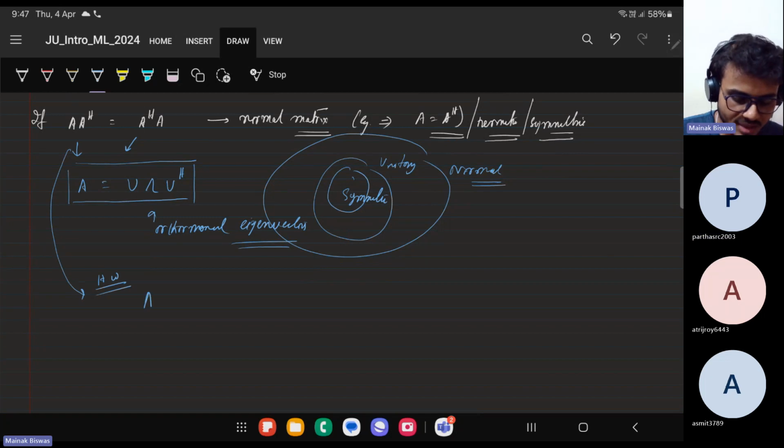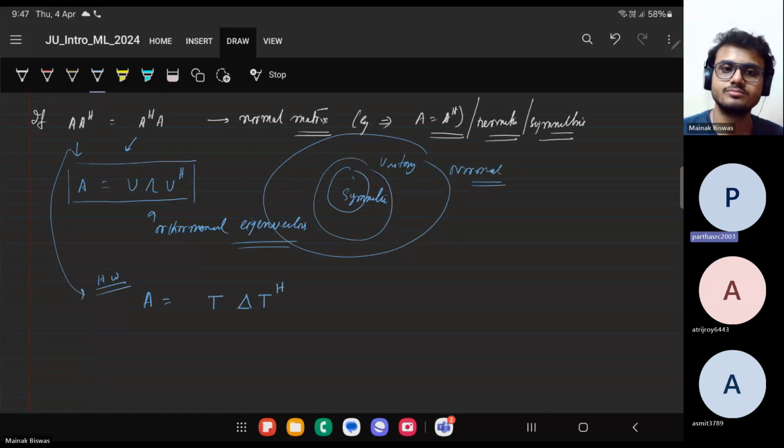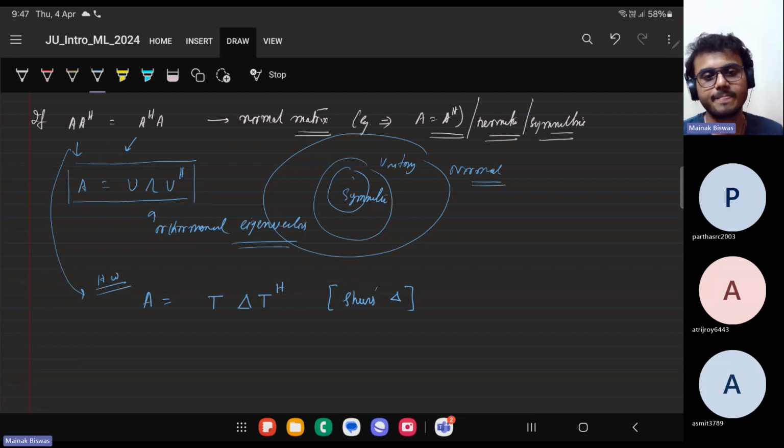What will you prove? Any matrix we discussed last time, and if you want to see the actual reason, can be written as a what? Yes or no? Schur's triangularization. Any matrix A can be written this way. Any matrix can be written this way. I have shown it last time, and we discussed this last day also.